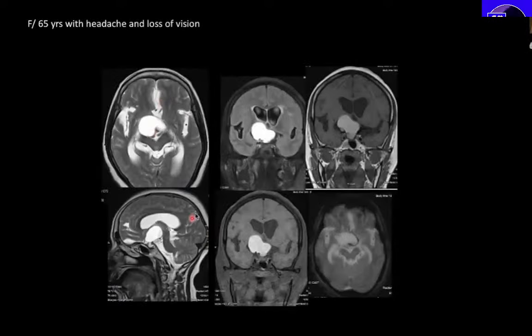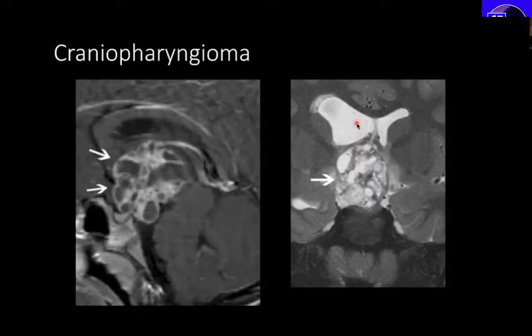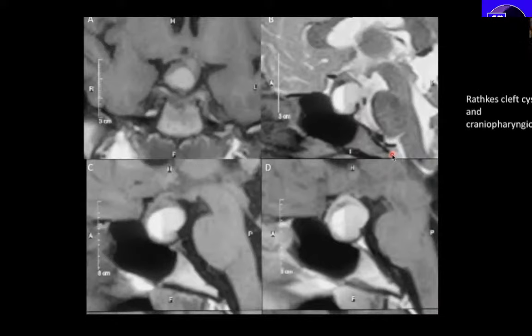So here we see a suprasellar cystic lesion which is hyperintense on T1 weighted images and which shows slight blooming on gradient sequence. This is a 65-year-old lady with headache and loss of vision. So we are seeing a suprasellar cystic lesion with T1 hyperintensity. This is a craniopharyngioma. Craniopharyngioma can also show multiple tiny cysts with heterogeneous enhancement. And we can see calcification, tiny specks of calcification in the suprasellar region.